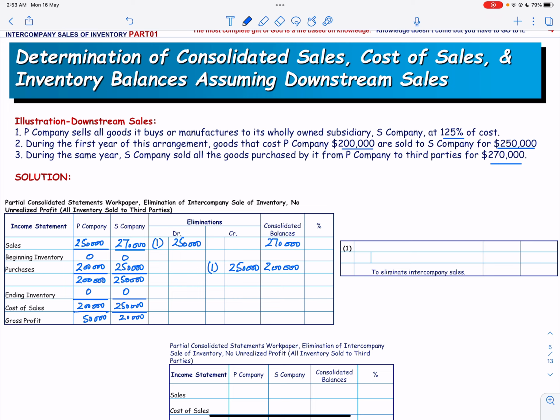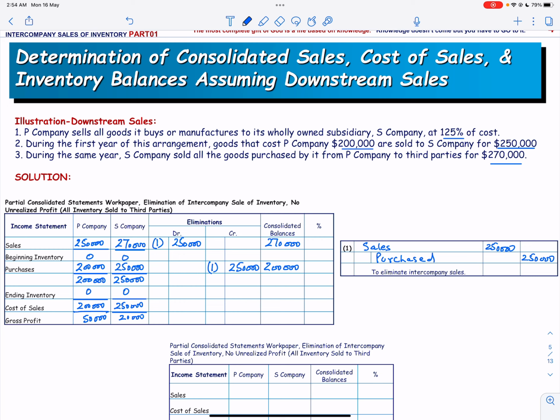The work paper entry in the year of the sale to eliminate intercompany sales is debit sales 250,000 and credit purchases 250,000. Failure to eliminate intercompany sales would result in an overstatement of sales and of purchases in the consolidated financial statements.